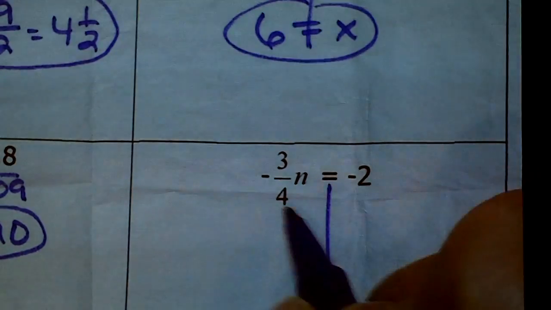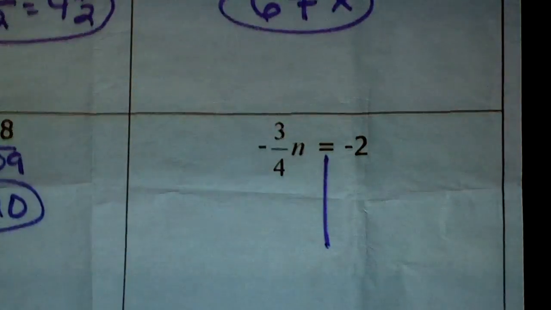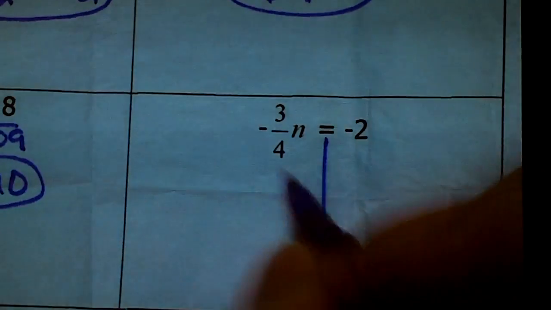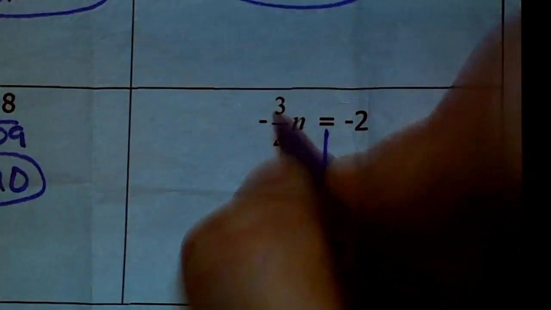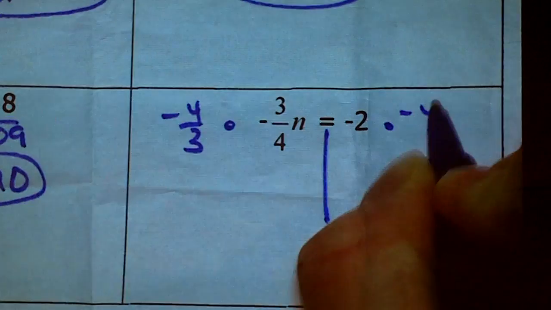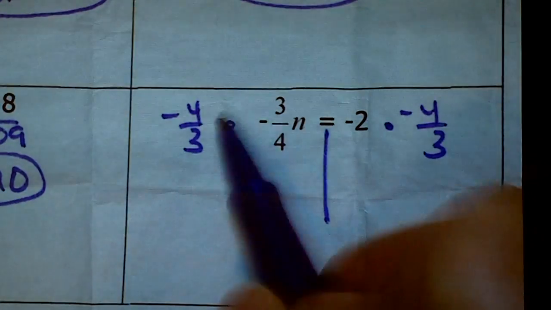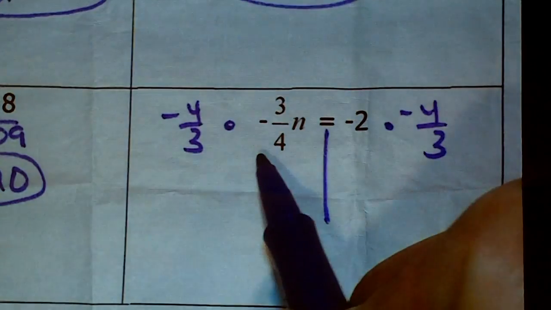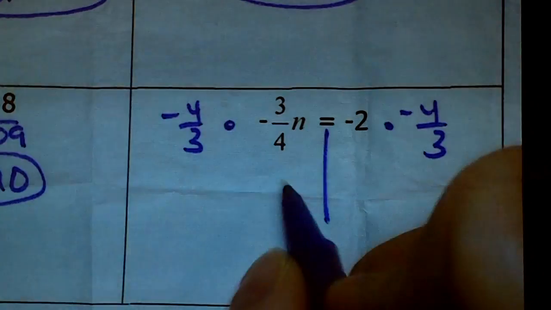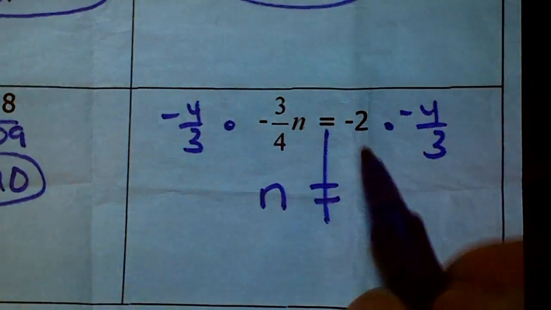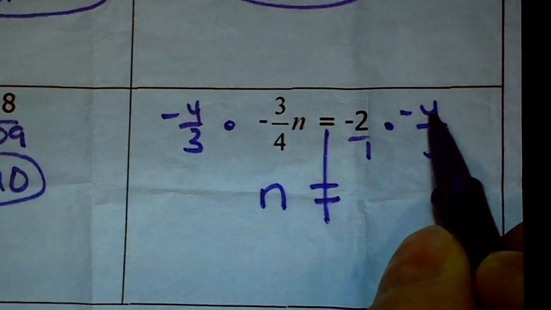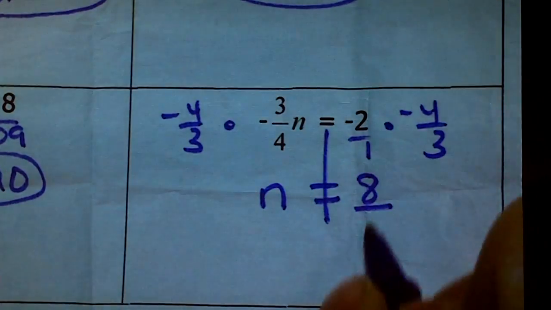Okay, last one on this side right here, we have negative 3/4 n multiplied by negative 2. Okay, I have a fractional coefficient. All I need to do is multiply by the reciprocal of that fraction on both sides. Remember to keep the sign because I want a positive 1n. Negative 4/3 times negative 3/4 is a positive 1, and 1n is n. And over here, I have negative 2 multiplied by negative 4, which is 8, and 1 times 3 is 3.